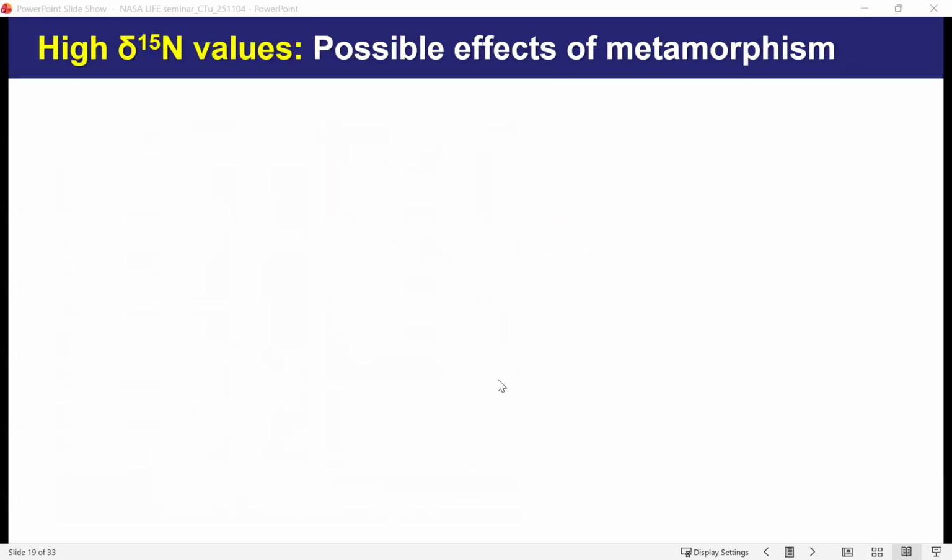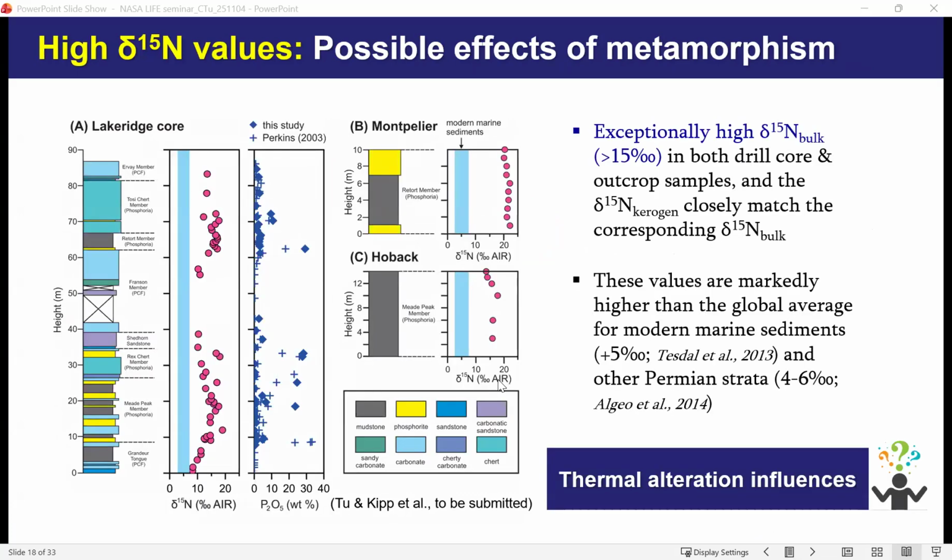Interestingly, we find exceptionally high delta 15N values, greater than 15 per mil, in both drill core and outcrop samples. You can see the data here. The bulk and kerogen nitrogen isotopes closely match. And these values are markedly higher than the global average for modern marine sediments and other Permian strata.